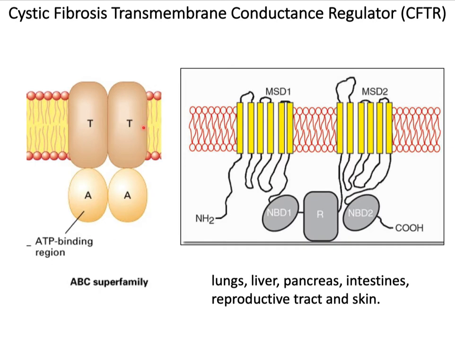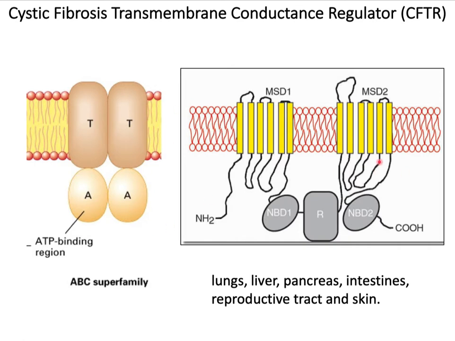A typical characteristic of all ABC superfamily transporters is that there are two transmembrane regions and two ATP binding regions. And you will remember that the CFTR transmembrane protein is found in pretty much every pathway that is lined with epithelial cells in our body, like lungs, liver, pancreas, intestine, reproductive tract, and there is even CFTR in skin epithelial cells.